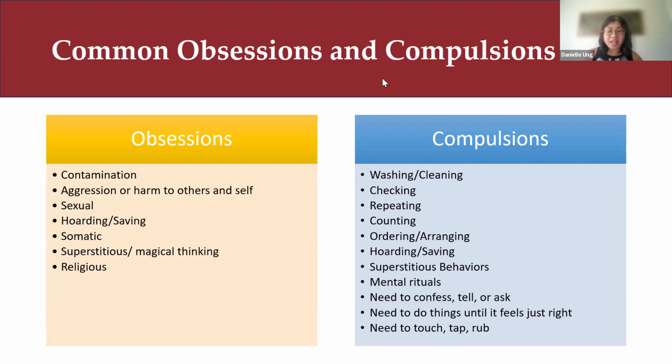The next one is a repeating ritual. This can include things like needing to reread something over and over again till it feels right, or needing to rewrite something over and over again till it feels right. I've had clients in the past who oftentimes have difficulties, for example, turning in assignments because they feel like it just has to be right. They have to write the perfect sentence. That sentence just has to be right.